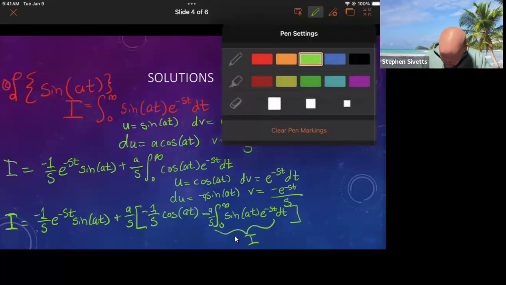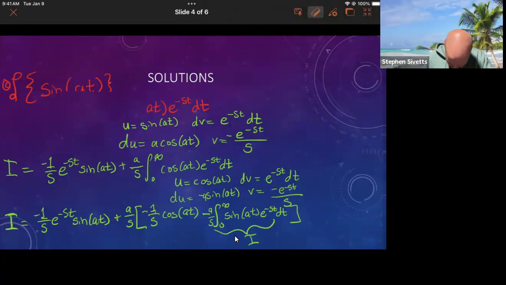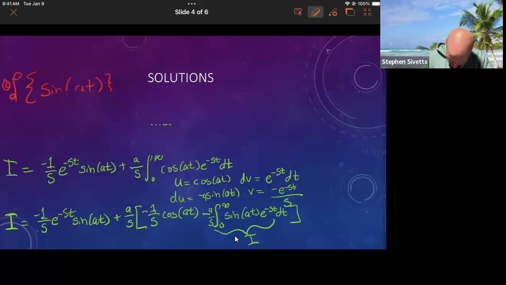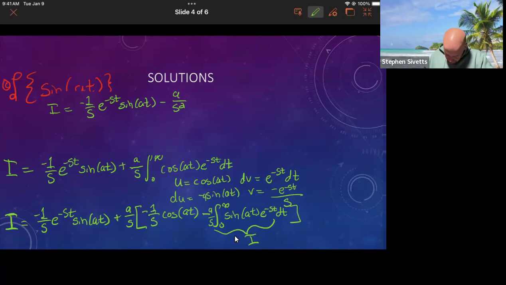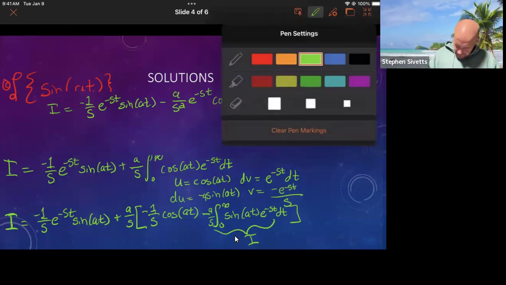So what that means is, if I go up here, I is equal to minus 1 over s times sine at minus a over s squared e to the minus st cosine of at, and minus a squared over s squared times I. Okay, times I.